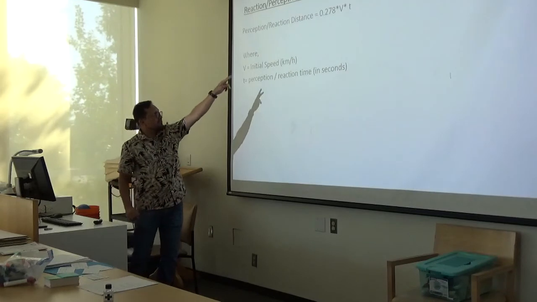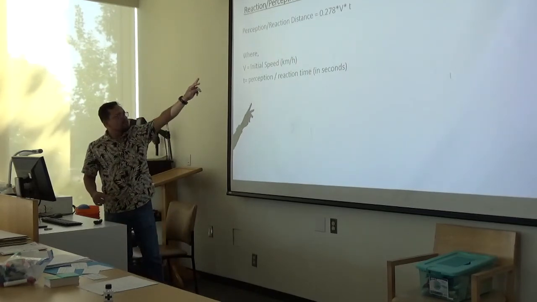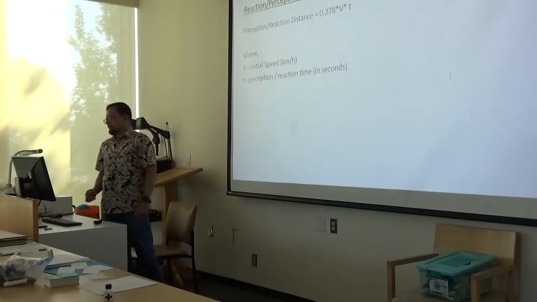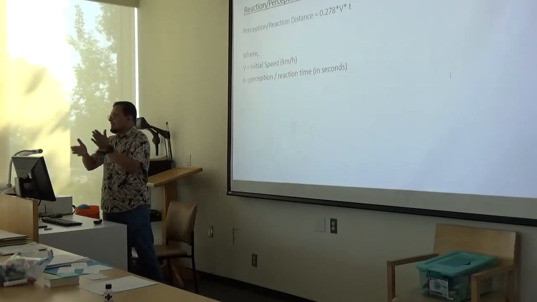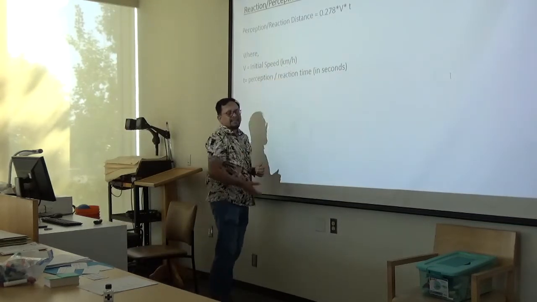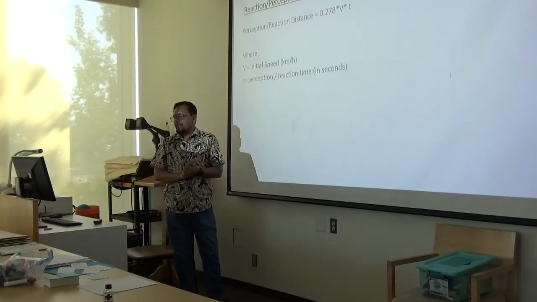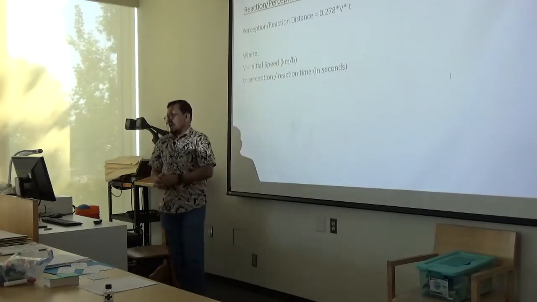So we can calculate this using an empirical formula: 0.278 V T. V is your car's speed. It can be the design speed, or the initial speed, or whatever speed you are driving. And T is the perception time.